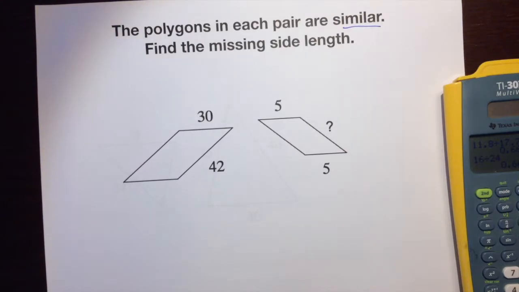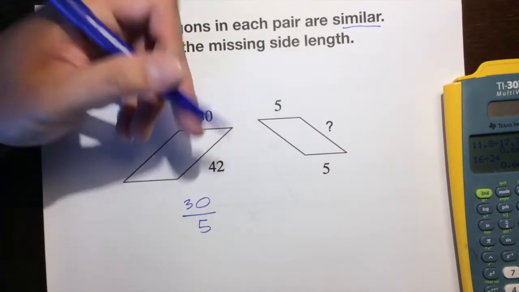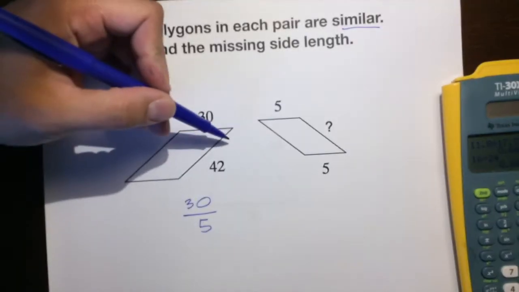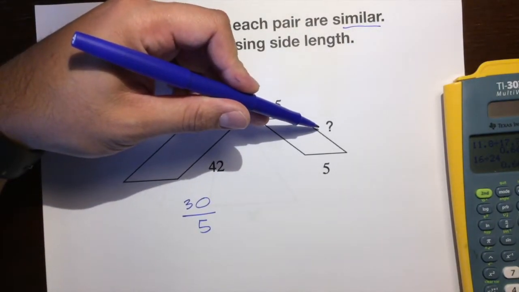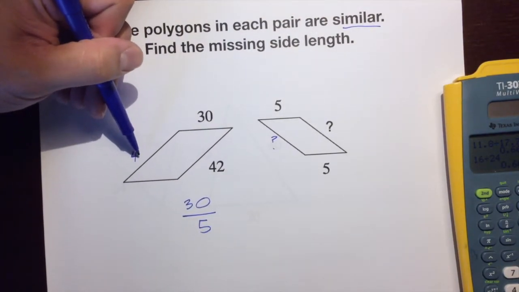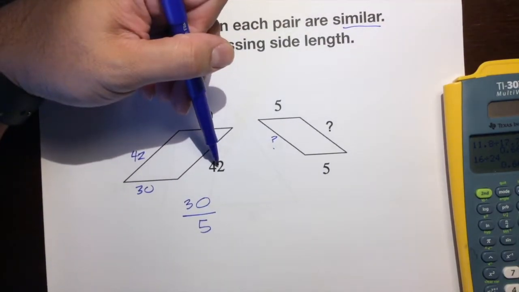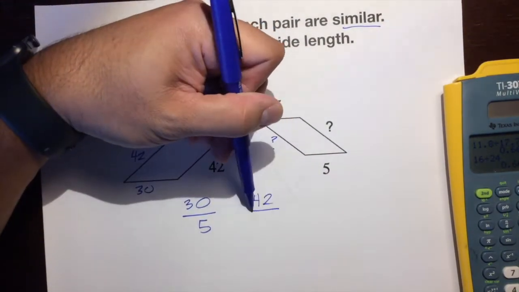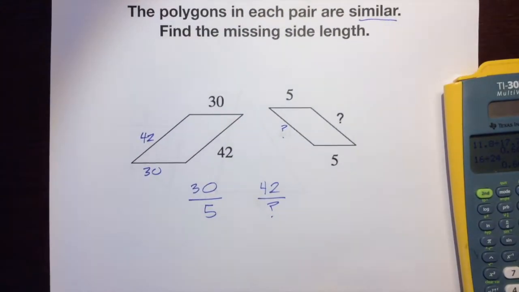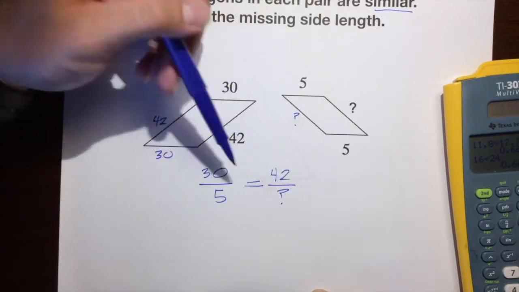So we're going to have to create a proportion. Let's compare the corresponding sides. So let's take 30 over 5. I'm going to write 30 over 5 because these are the corresponding sides. And then let's compare the 42 with the question mark, because if it's a parallelogram, then this would also be question mark, this would also be 42, this would also be 30. So let's write 42 over question mark. And they are equal because this time they told us that they're similar. So the ratios are all proportional.